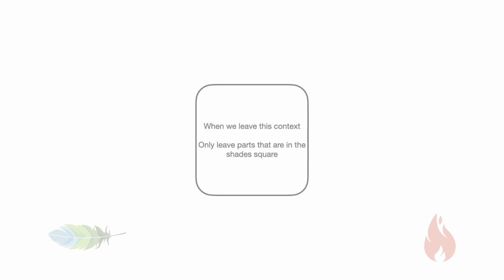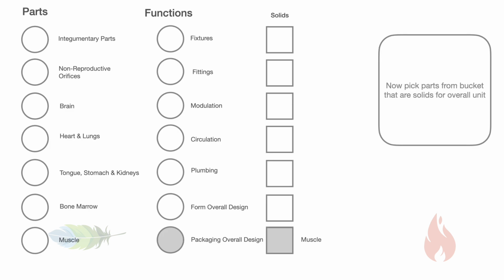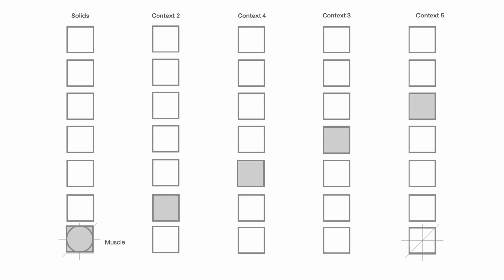All right, so when we bring this back to the template, we make sure we just have a part alongside it that has the little square shaded in gray. So for packaging for an overall unit, for the inner structure that is also a solid, muscle is a great type of part.